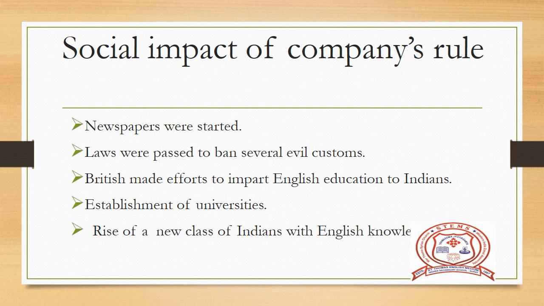Before the arrival of the British, various social evils existed in India. Rituals, evils, rites and rituals existed in Indian society. For example, sati, female infanticide, child marriage, etc. With the help of the British, strong social reformers like Raja Ram Mohan Roy managed to pass laws to ban these systems.